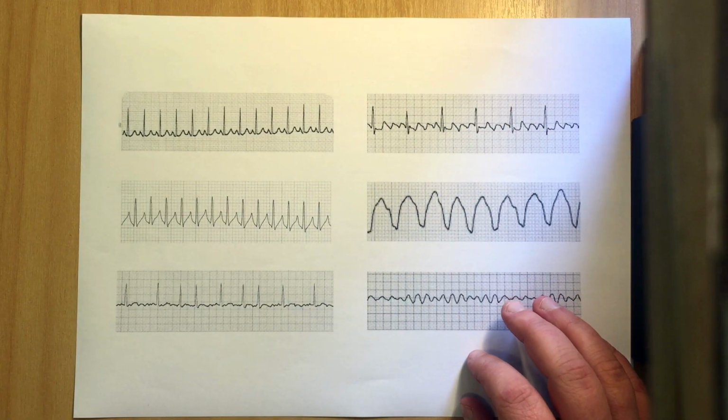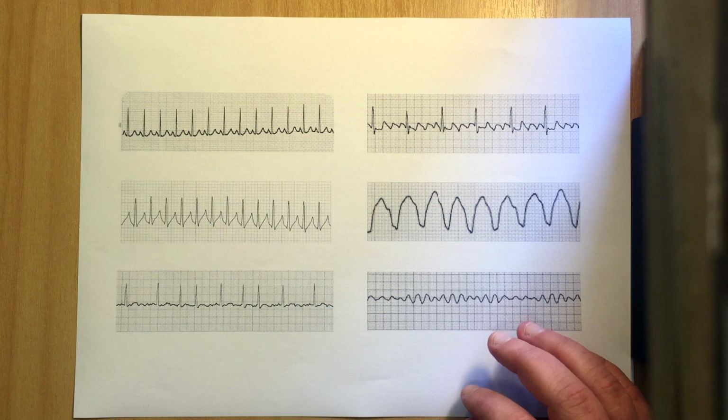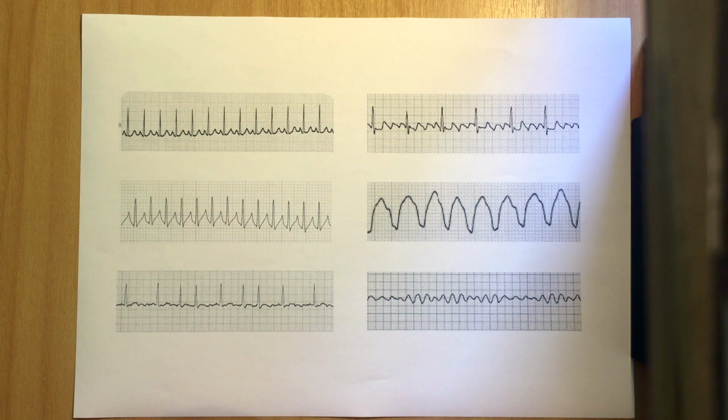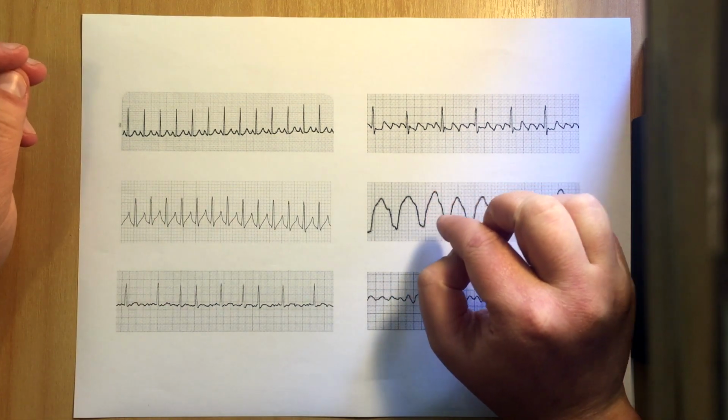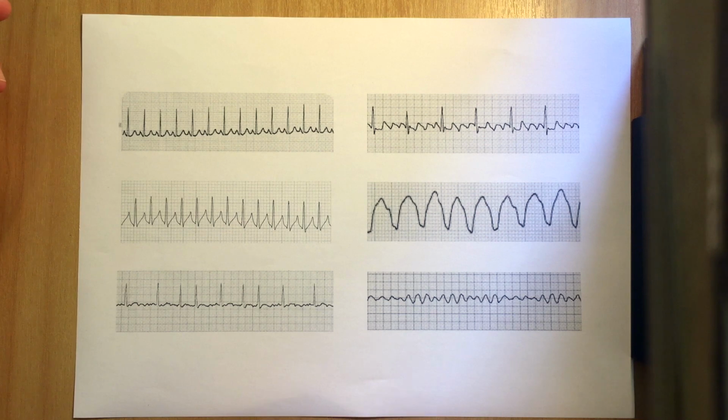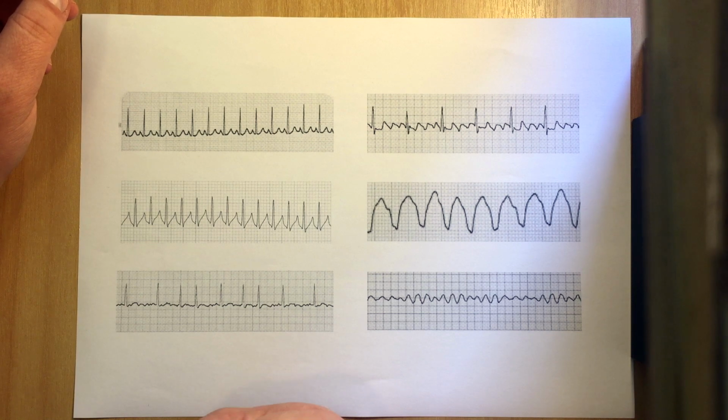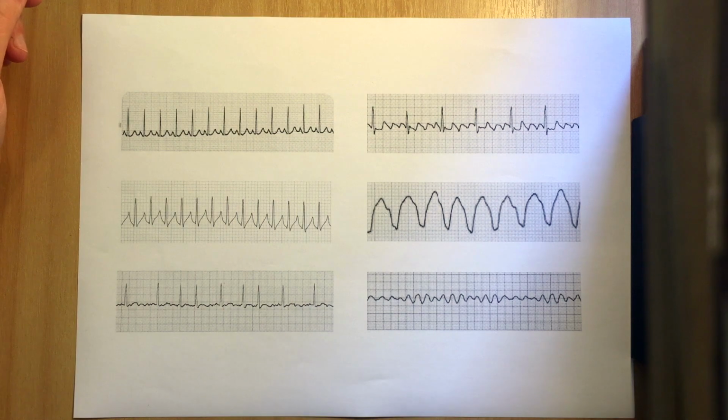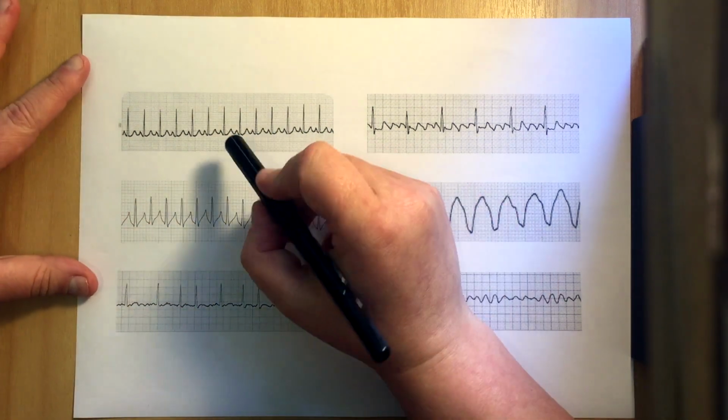So we've got a few different rhythms that we're going to work through here. I've got them all off the internet, and the ability to see the large squares and the quality of these is a bit variable, and the scale is a bit variable. So bear with me, and we're just going to make some assumptions as we go. Cool. All right, so let's start with this one.